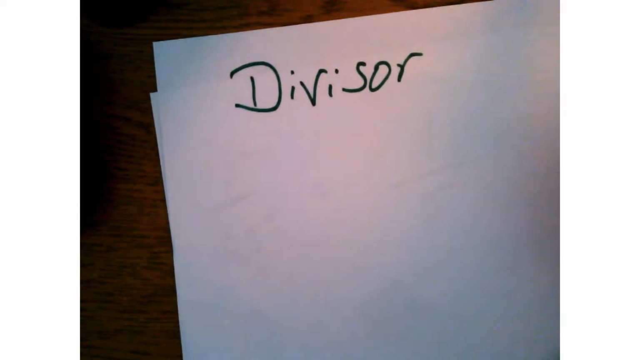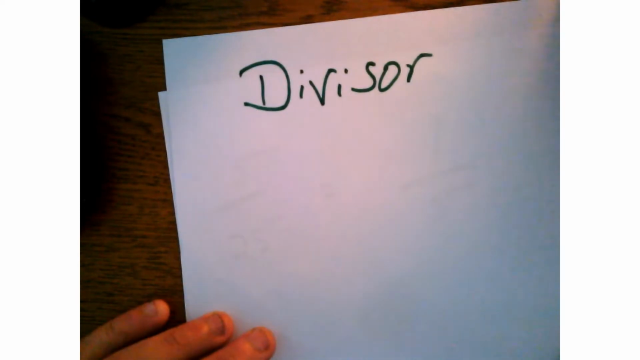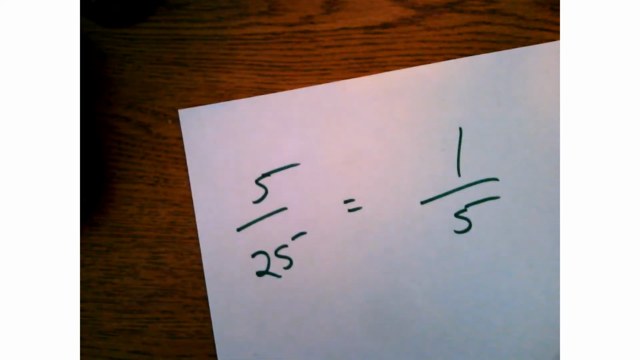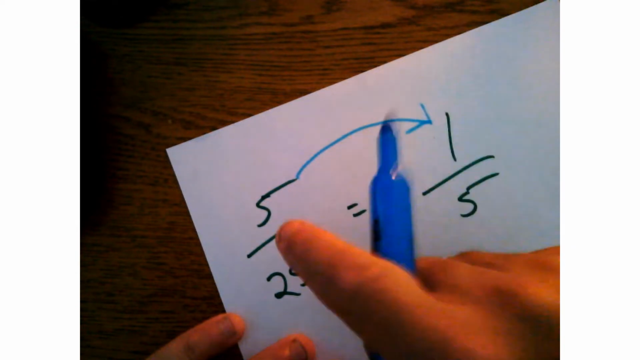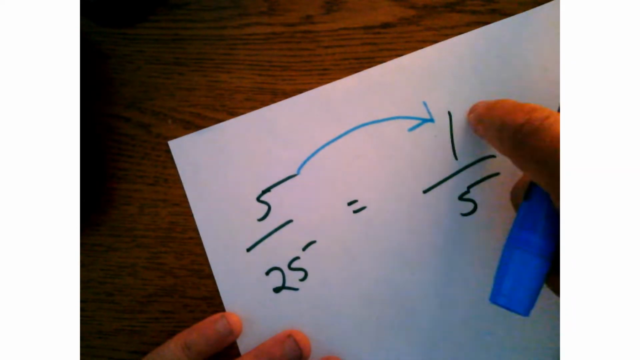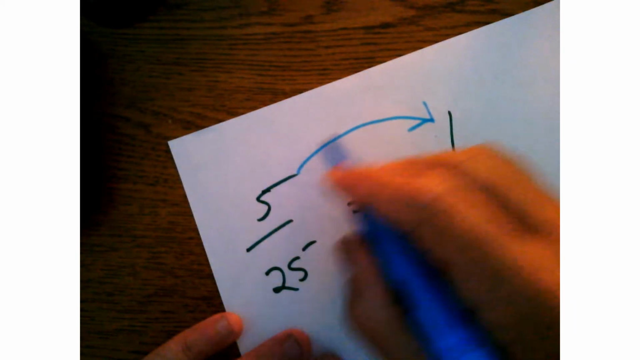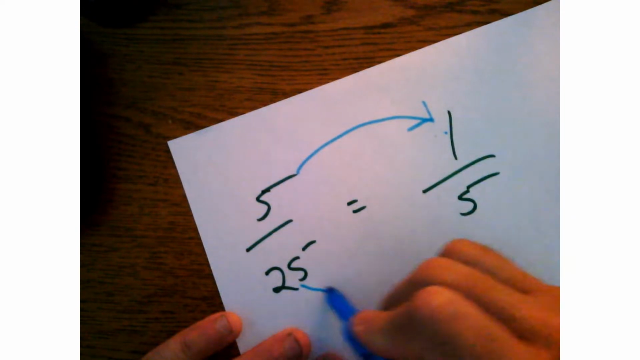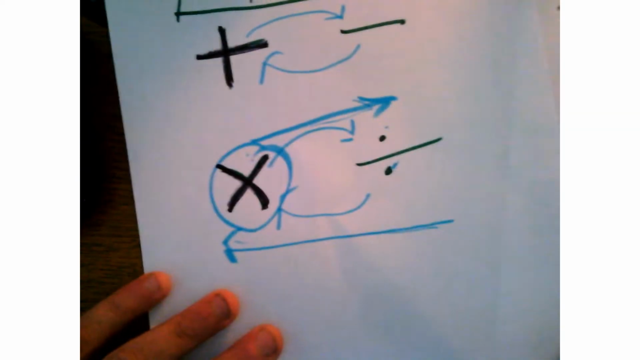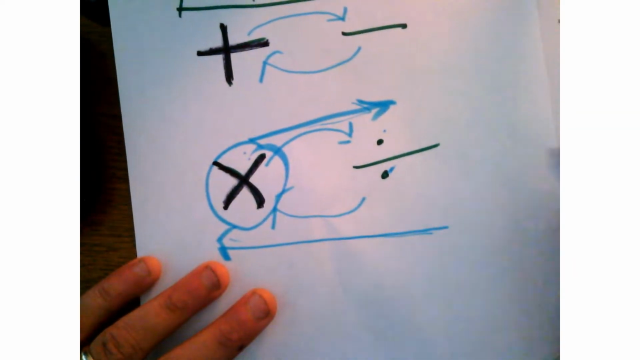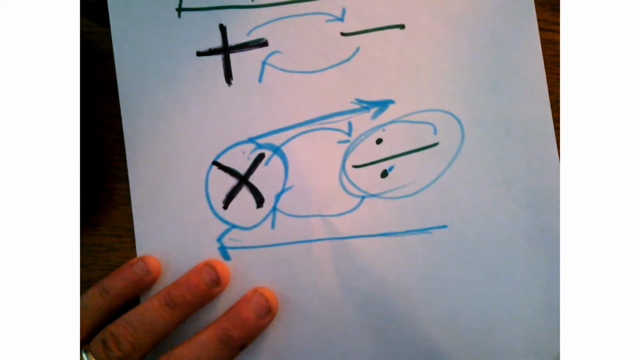All right, so when you're doing the divisor, it's pretty much the same, except we're doing the problem kind of in reverse. So in this case, we have this fraction, 5/25 equals 1/5, where my numerator is getting smaller. On your operations chart, when you're doing fractions and you're getting smaller, you are dividing.